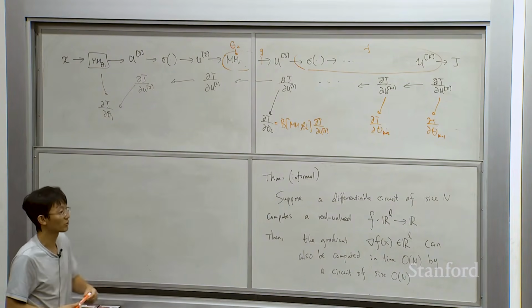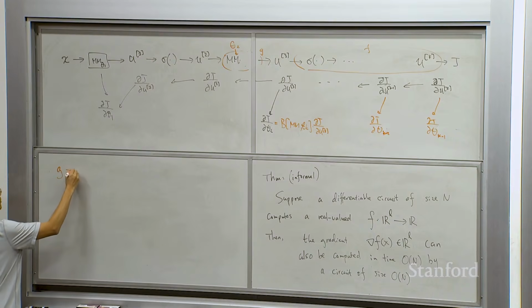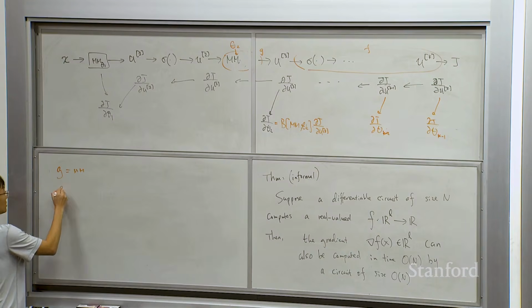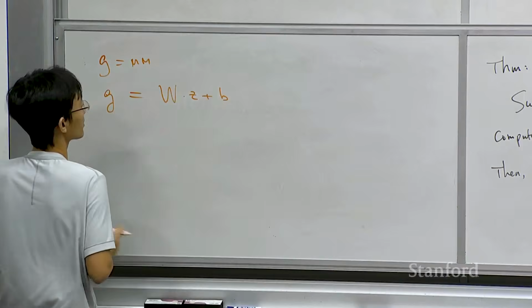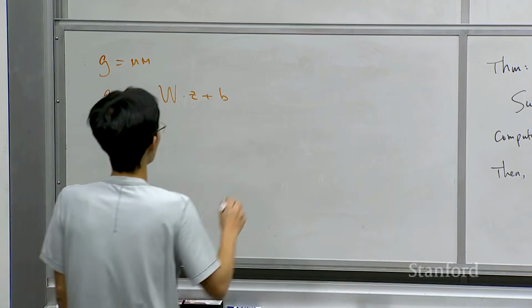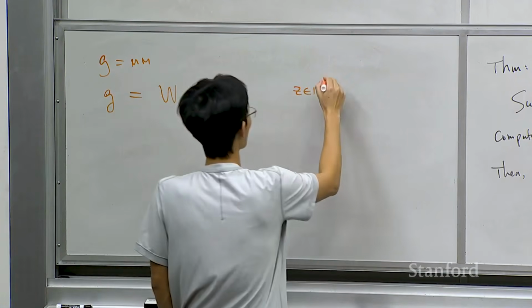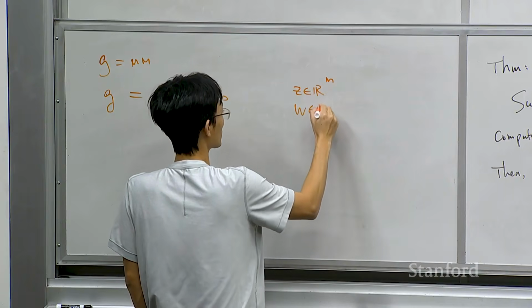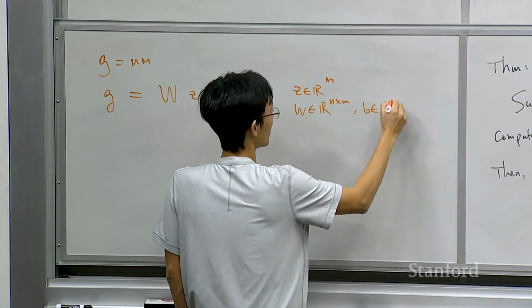So let's go back to this kind of notation. Suppose you have g, which is matrix multiplication. So what does that mean? Let's assume g is equal to W times z plus a bias. Let's say z is of dimension m, W is of dimension n by m, and b is of dimension n.